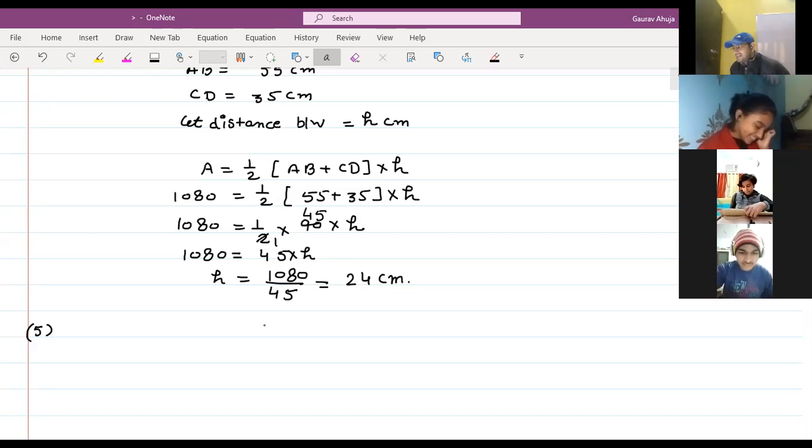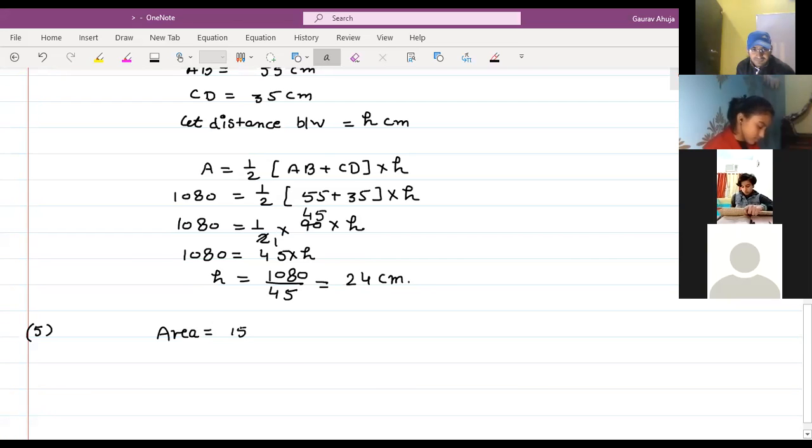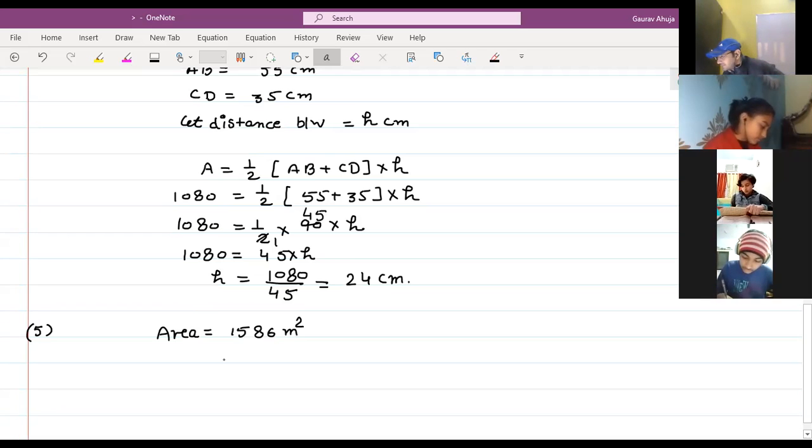Fifth question. A field is in the form of a trapezium. Area is given. So area is given, 1586 meters square. If the distance between parallel sides is 26. I am drawing the diagram, you have to draw. Okay? Because it will make a clear picture in front of you and in front of the teacher also.